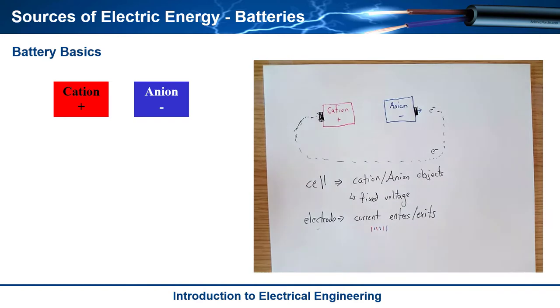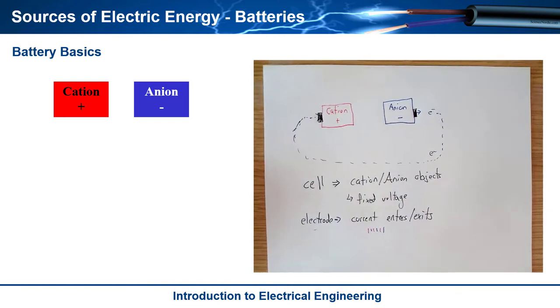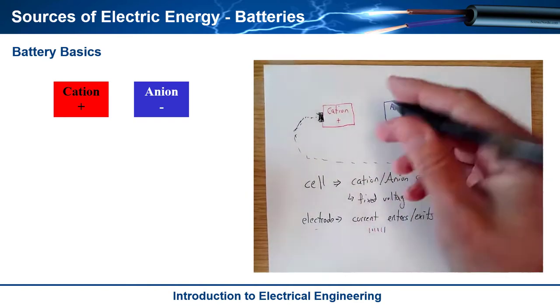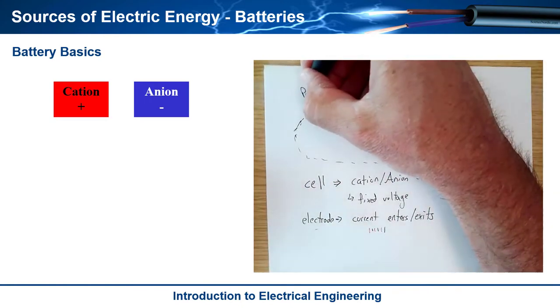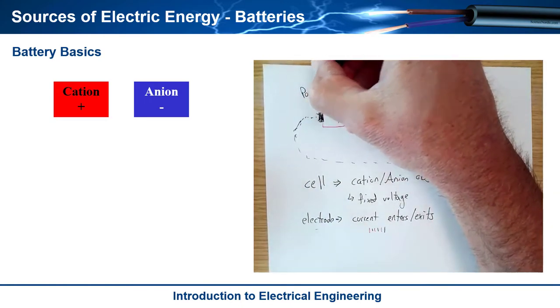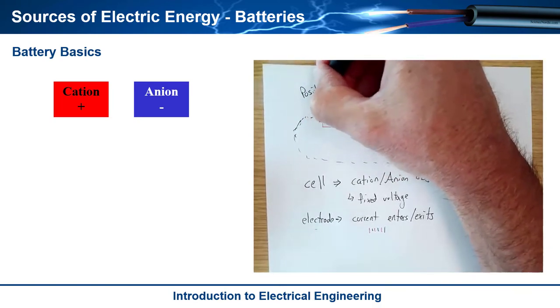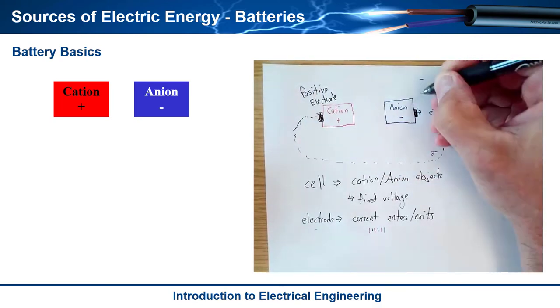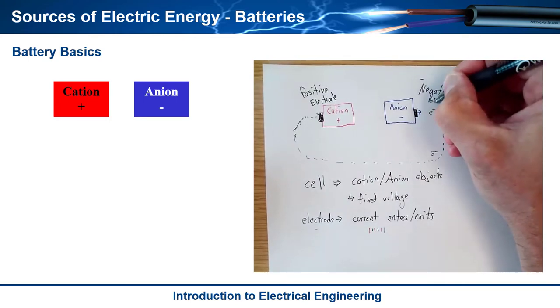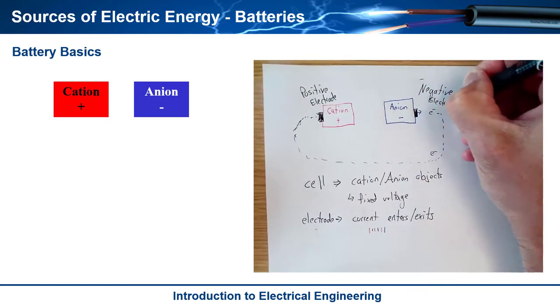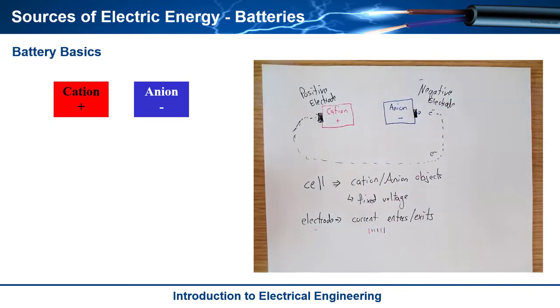Okay, and we also want to start labeling them something descriptive, like positive or negative. So what we're going to do is name the electrode on the cation the positive electrode. And then we'll call this the negative electrode. All right, and so that starts to look more like a circuit.